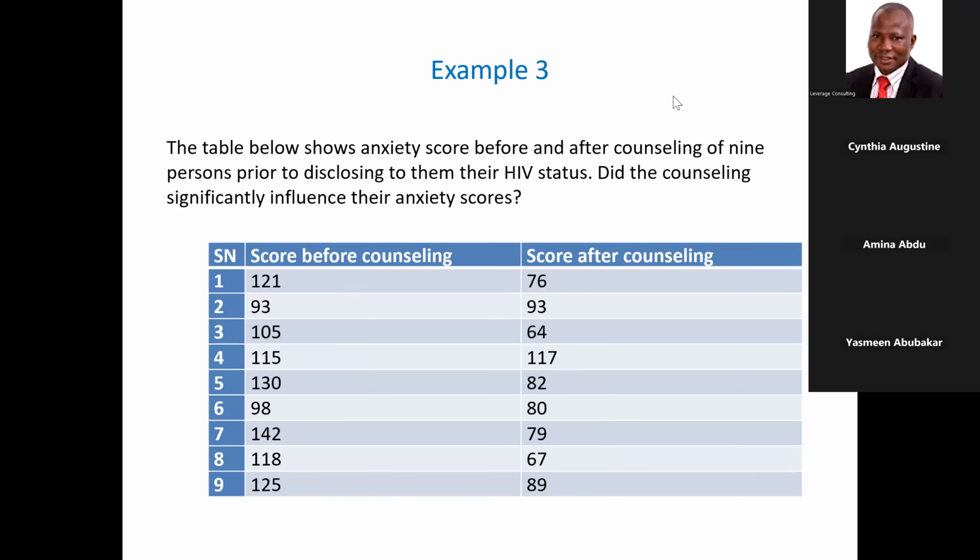It's you that will use your brain. Look at this example: the table below shows anxiety score before and after counseling of 9 patients prior to disclosing to them the HIV status. Did the counseling significantly influence their anxiety score? When you see before and after, and you see the table, oh, this is paired t. It's from the question you know. Nobody will say use paired t. Who will tell you that? They have already given the answer in the way it is framed.